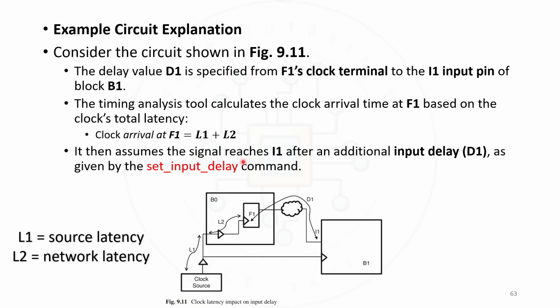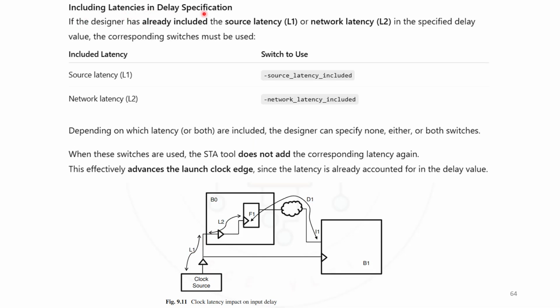It then assumes the signal reaches I1 after an additional delay value of D1 as given by the set input delay command. So this is one of the examples to understand the latency of L1 followed by L2. L1 is source latency, L2 is network latency. So including latencies in delay specification, if the designer has already included the source latency L1 or network latency L2 in the specified delay values, the corresponding switches must be used.